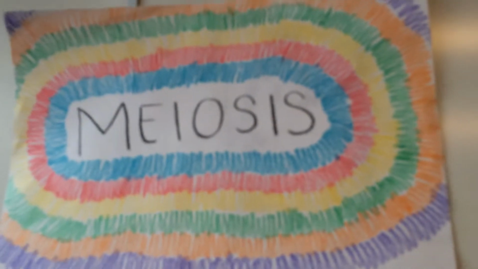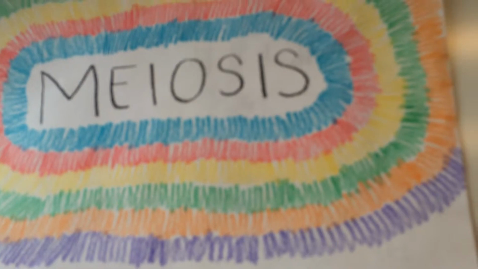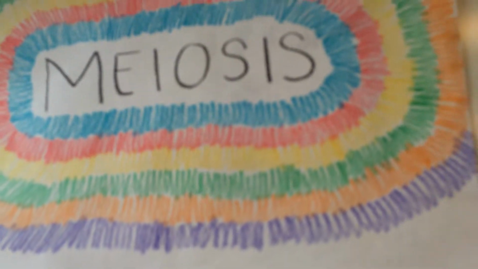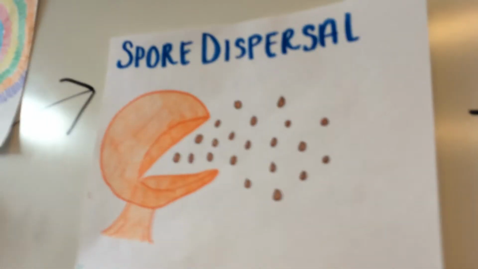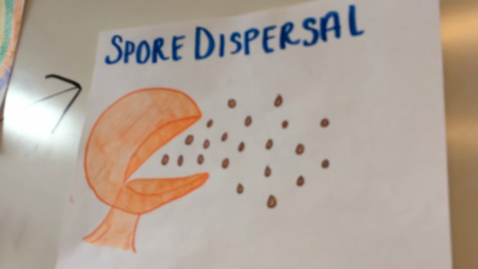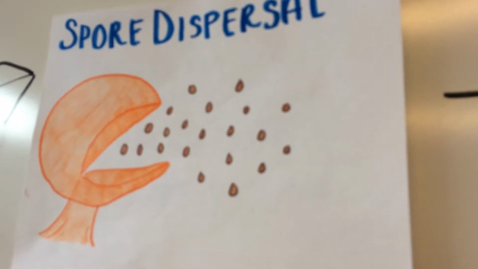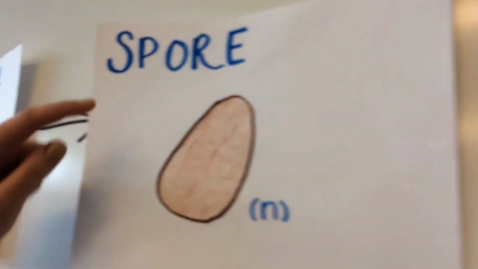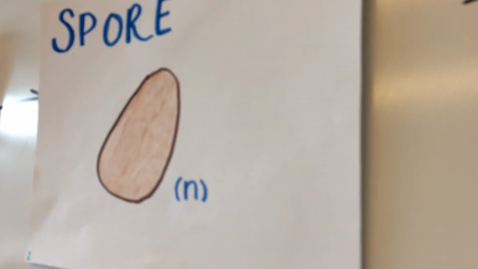Next we have meiosis, and meiosis helps the cells form into haploid cells, and it also produces spores, and each spore has half of each of the parent's chromosomes. After meiosis, we go to spore dispersal. Spore dispersal is when spores are released into gametophytes, where they produce sex cells, eggs, and sperm. Next we have the spore. The spore is just a product of meiosis.